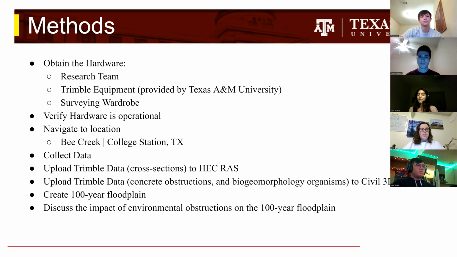Once we got all of our data, we uploaded it to Civil 3D. We attempted HEC-RAS, it just didn't go the way we wanted it to. We then uploaded to Civil 3D, and the end goal was to create the 100-year floodplain. But we ended up just sticking with our cross sections, which you're going to see in the next slide.